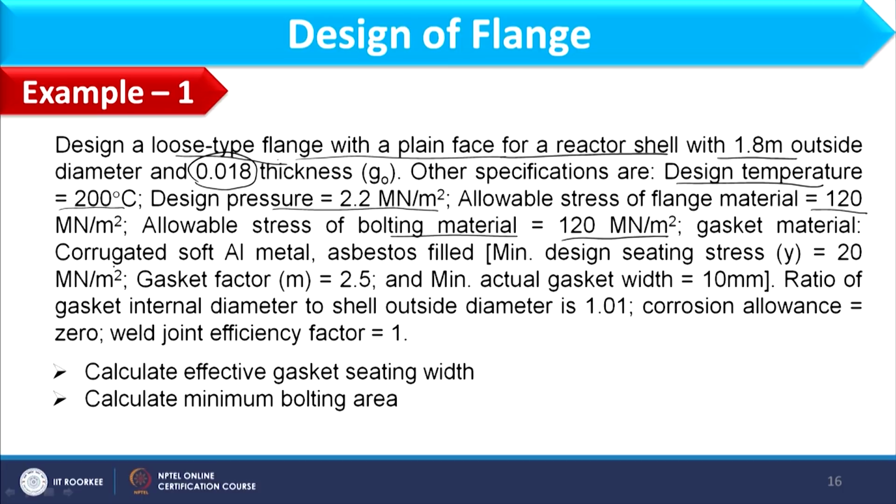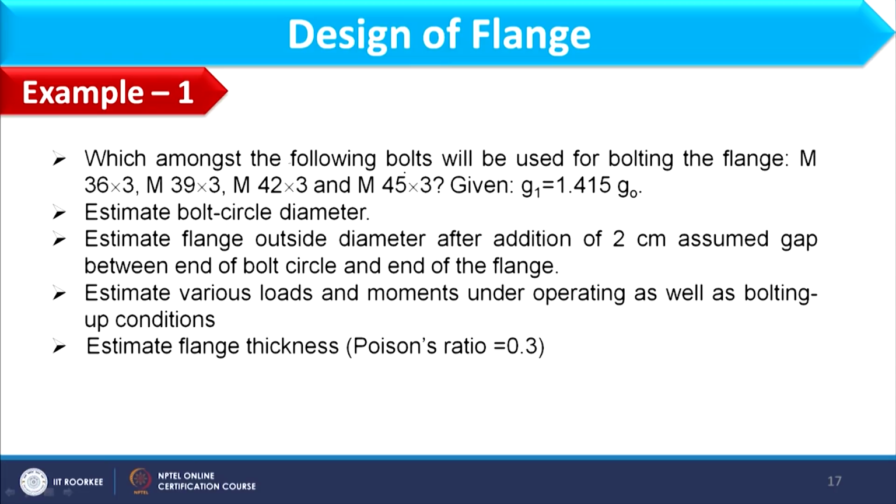Gasket material is given as corrugated soft aluminium metal asbestos filled, where minimum design seating stress is 20 mega Newton per meter square, gasket factor is given as 2.5 and minimum actual gasket width is 10 mm. Ratio of gasket internal diameter to shell outside diameter is 1.01, corrosion allowance is 0, weld joint efficiency factor is 1. What we need to find is effective gasket seating width, minimum bolting area, and which amongst the following bolts will be used for bolting the flange.